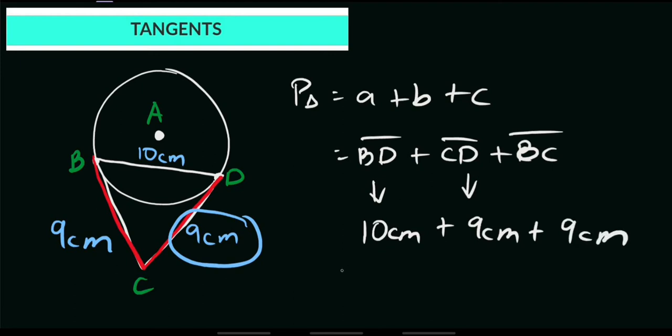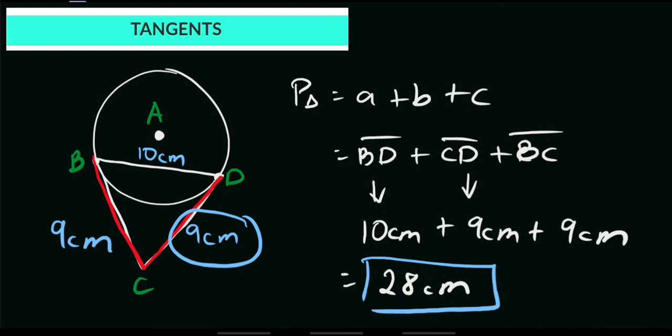So let's add this set of numbers. 10 plus 9 is 19, plus 9 is equal to 28 centimeters. Therefore, the perimeter of this triangle is equal to 28 centimeters. So don't forget to include the units. That is 28 centimeters.